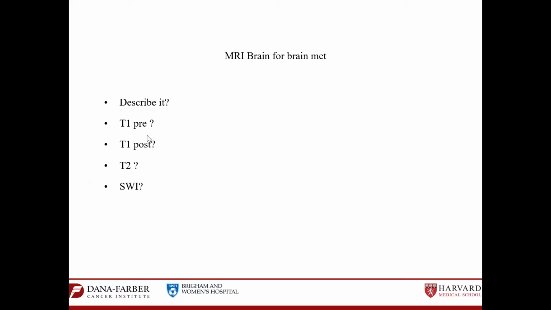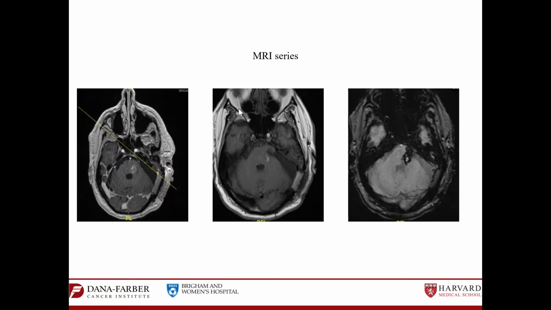Okay, so on T1 pre you should not actually see anything from the brain metastasis unless it's a hemorrhagic lesion. You can see maybe bloody, bright things, but if it's not, you cannot see it. T1 post is the ideal. T2 is for showing edema, and there is something called SWI, susceptibility weighted images. I can share with you these three sequences to know how to look at things with different sequences.